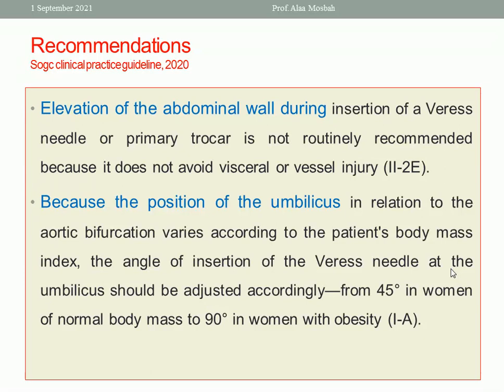Elevation of the abdominal wall during insertion of the Veress needle or primary trocar is not routinely recommended because it doesn't avoid visceral or vessel injury. Because the position of the umbilicus in relation to the aortic bifurcation varies according to the patient's body mass index, the angle of insertion of the Veress needle at the umbilicus should be adjusted accordingly, from 45 degrees in women of normal body mass to 90 degrees in women with obesity.